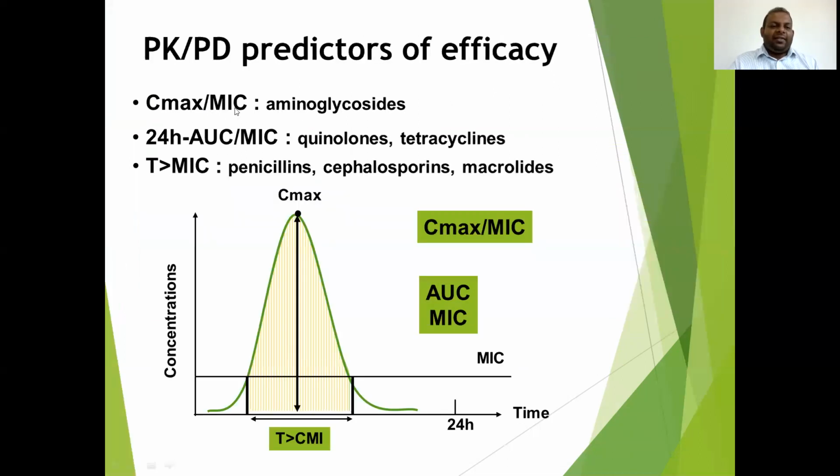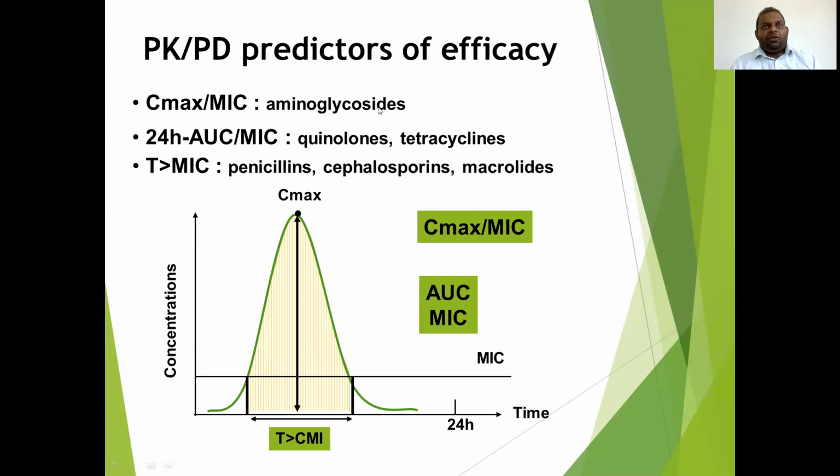So what is Cmax over MIC? It is applicable to aminoglycosides. You know amikacin, gentamicin, netilmicin, streptomycin, kanamycin, tobramycin, there are a lot of antibiotics. Commonly we use amikacin, gentamicin, netilmicin. So it is the parameter which is applicable to this antibiotic group. That's why it's related to Cmax. So Cmax over MIC is related to aminoglycosides. That depends on inherent characteristics.